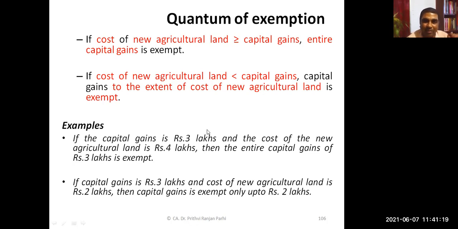For example, if capital gain is 3 lakh and the cost of new agricultural land is 4 lakh, then entire 3 lakh is exempt because entire 3 lakh is invested. However, if the capital gain is 3 lakh, but cost of new agricultural land is 2 lakh, 3 lakh is the capital gain, but 2 lakh is invested, then only 2 lakh will be exempted. Okay. Did you understand? So this provision is similar to our earlier provision 54.